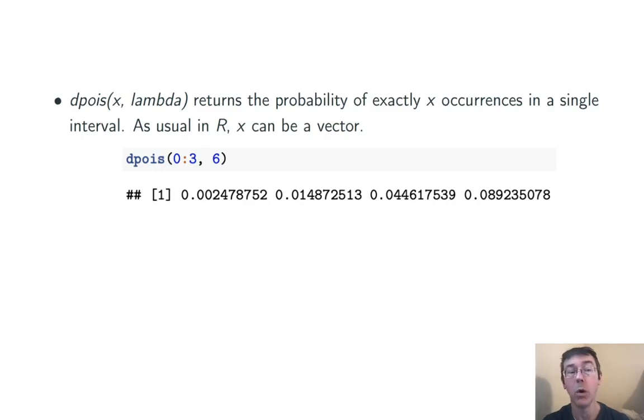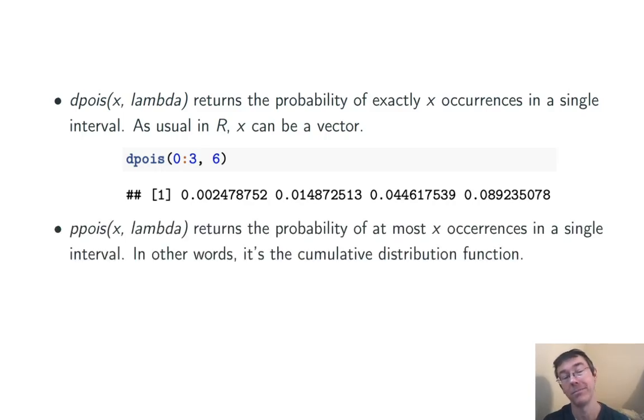Next, dpois. Here we're computing probabilities of getting exactly any certain number of occurrences in a specified interval. As usual, you can specify a vector for the number of occurrences and get multiple answers at once. So for instance, dpois(0:3, 6) computes the probability of getting exactly 0, 1, 2, and 3 occurrences in the Poisson distribution with parameter lambda equals 6.